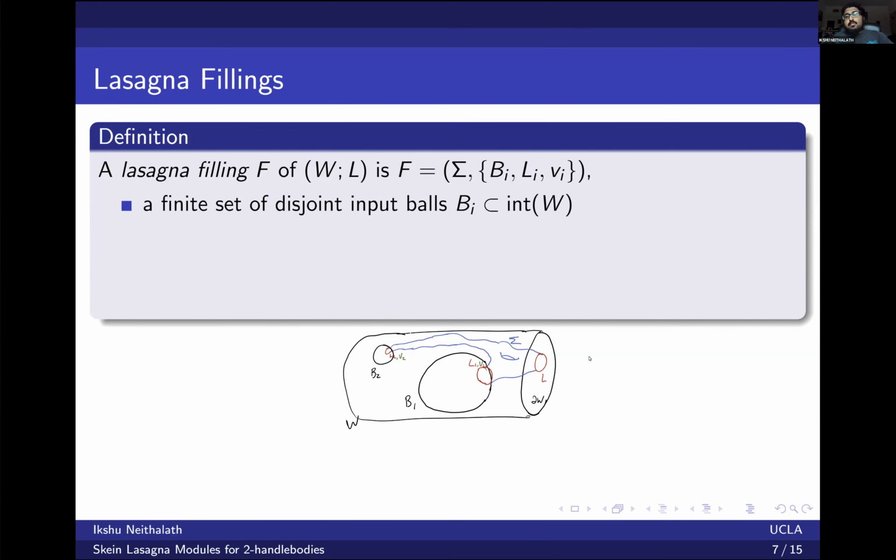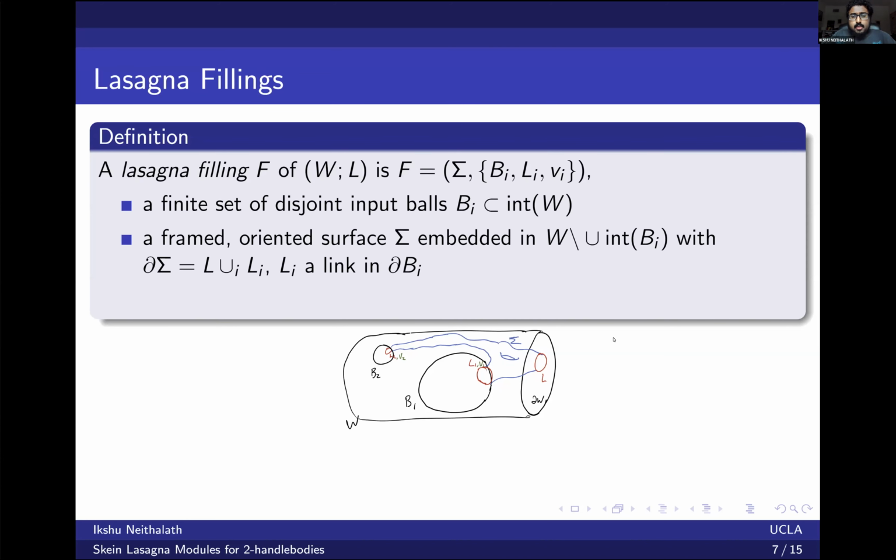And a lasagna filling basically has 3 pieces of data. There are these input balls inside of W. They're just some 4-balls in the interior. The most complicated piece of information is this framed oriented surface, smoothly embedded in the 4-manifold, such that one part of its boundary will be the link in the boundary of W, and the other parts of its boundary will be links in the boundaries of those input balls. Okay, so these interior links like L1 and L2 are essentially just links in the 3-sphere, all right?